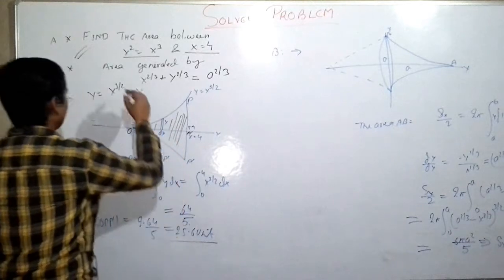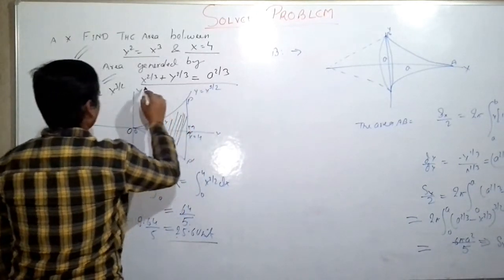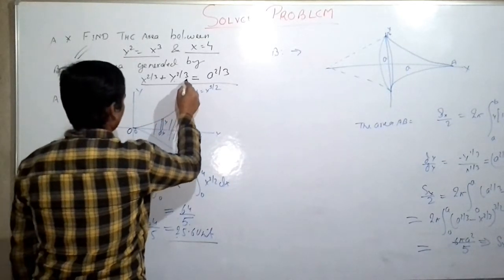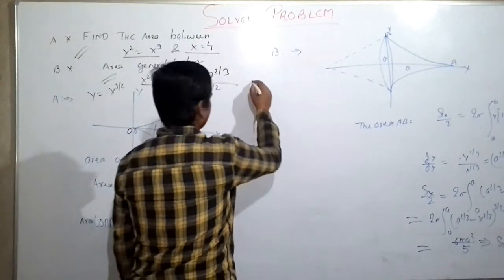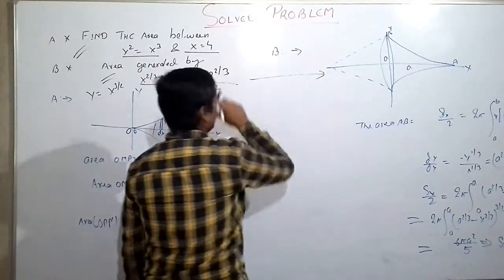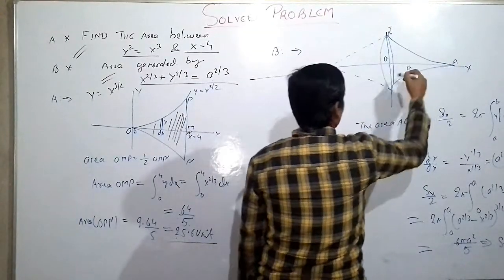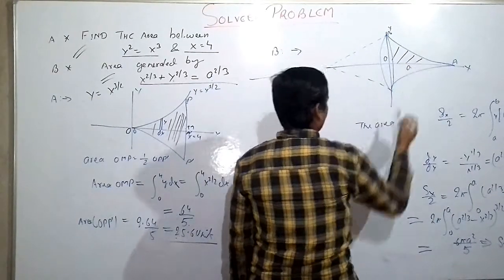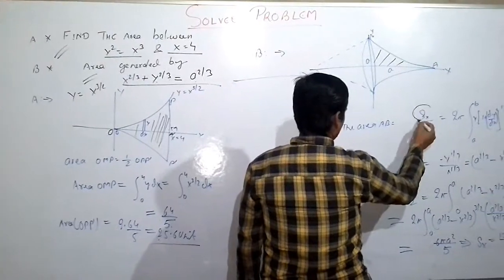Again, a similar problem is this one. Area generated by this curve x to the power 2 by 3 plus y to the power 2 by 3 is equal to 8 to the power 2 by 3, and this is the graph of this equation. We have to find the total area. First of all, we calculate this half area.